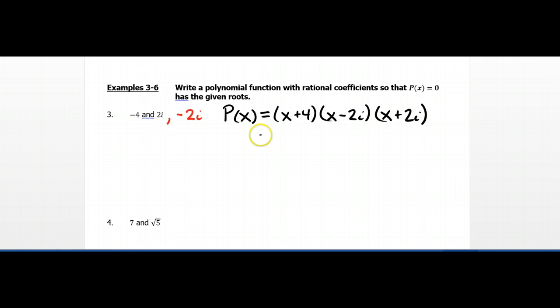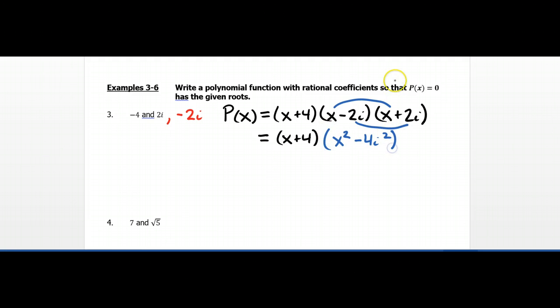So now I'm going to go through and multiply those. I'm going to go ahead and skip the x plus 4 part for a second, because I know if I multiply 2 conjugates together, it's going to make my life pretty easy. x times x is x squared. Negative 2i times positive 2i is negative 4i squared.